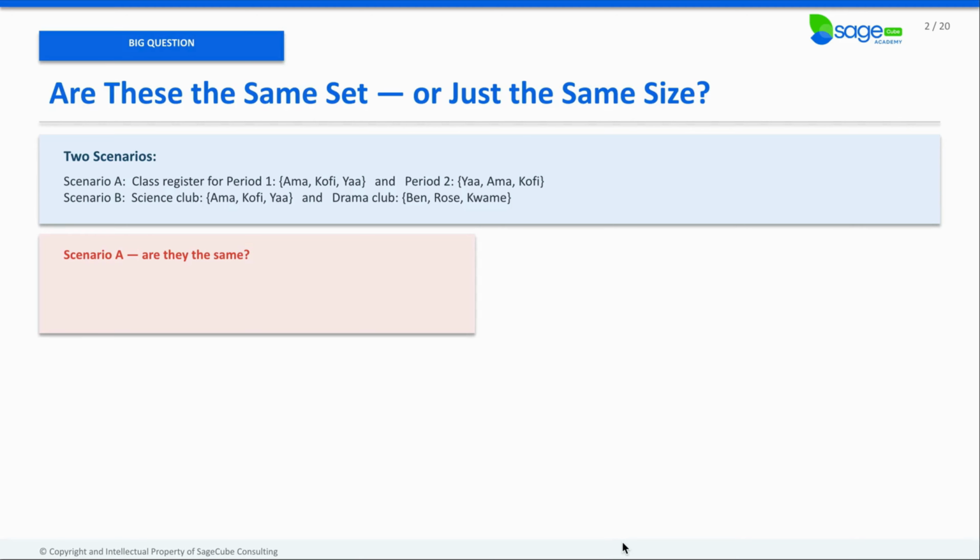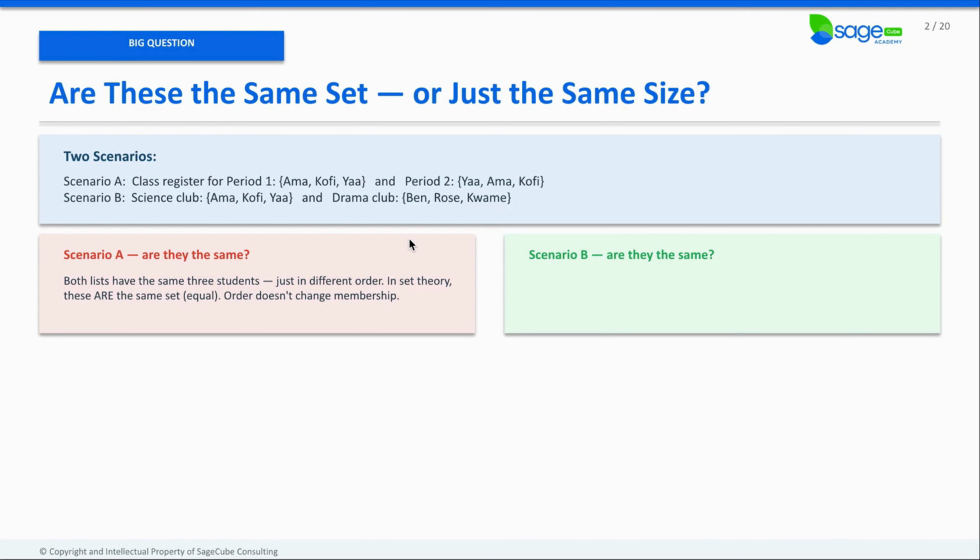So in scenario A, you're going to answer, are they the same? Period 1, Ama, Kofi, Ya. Period 2, Ya, Ama, Kofi. For me, I'm seeing Ama, Kofi, Ya, and I'm seeing Ama, Kofi, Ya. So are they the same? Yes, because both lists have the same 3 students, just that what? The order differs. So in set theory, these are the same set. That's what we call equal sets. Order doesn't matter.